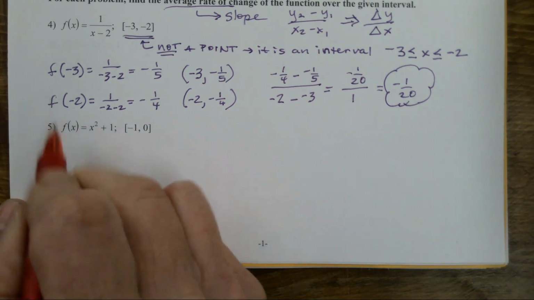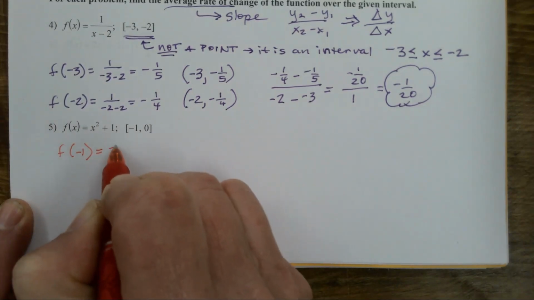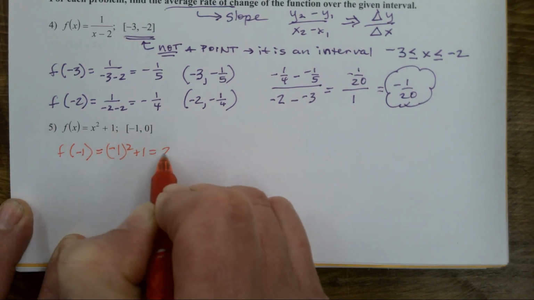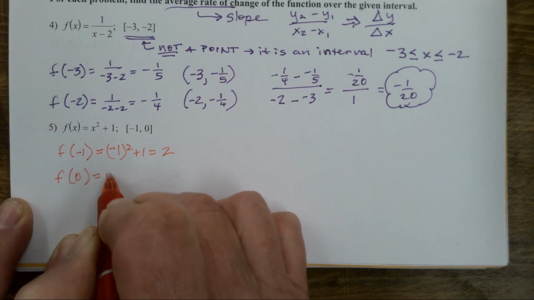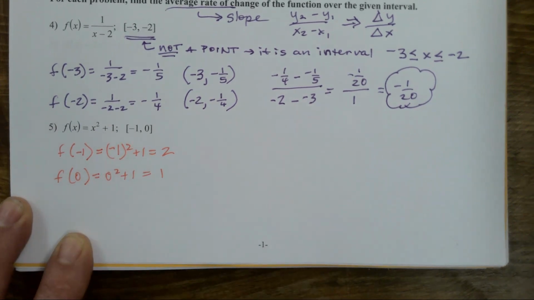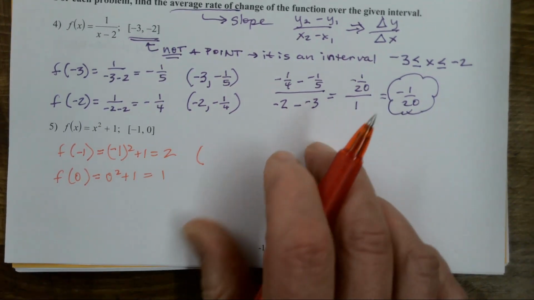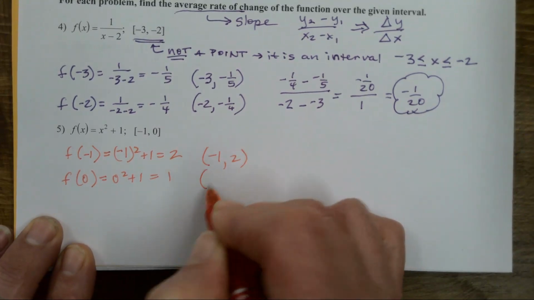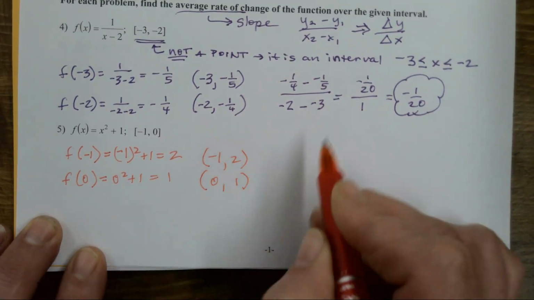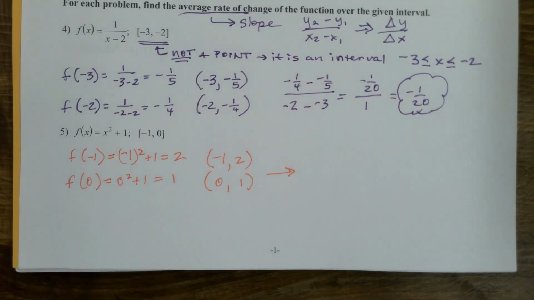Okay, so f of -1 is -1 squared plus 1, or 2. F of 0 is 0 squared plus 1, or 1. The 2 points that I'm finding the average rate of change, or the slope, between are -1, 2, and 0, 1. Sometimes, when I don't have fractions involved, I'll just do my delta y over delta x, the change in y over change in x.